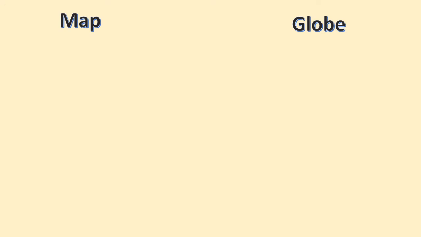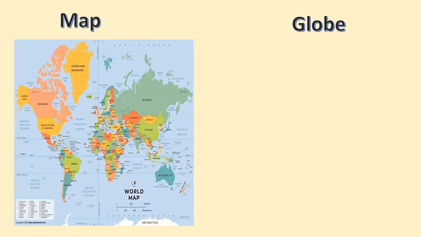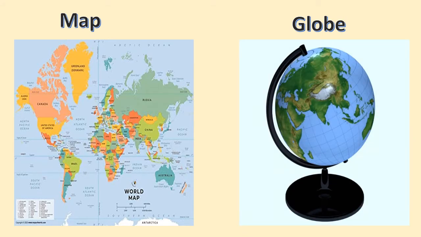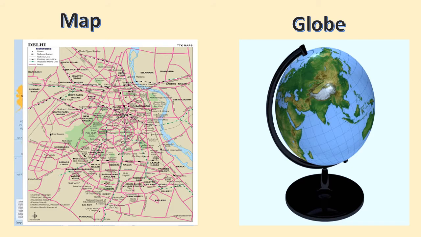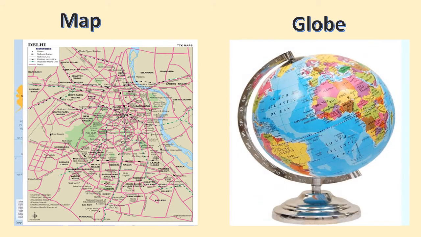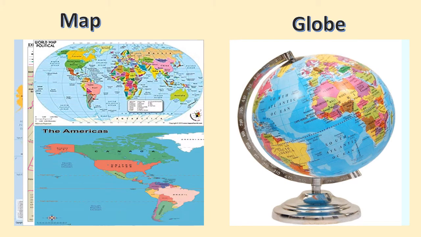Map and globe are different from each other. Map is a representation of Earth or part of the Earth on a flat surface. Globe is a 3-dimensional model of Earth. It rotates on its axis. Map of a small area shows more details. Globe cannot show the details of a small area.